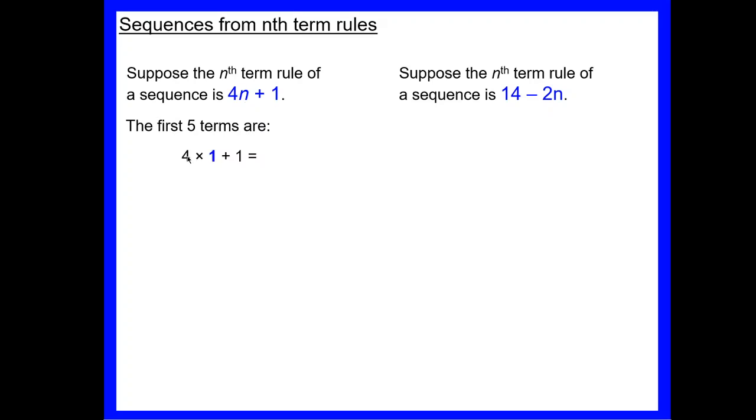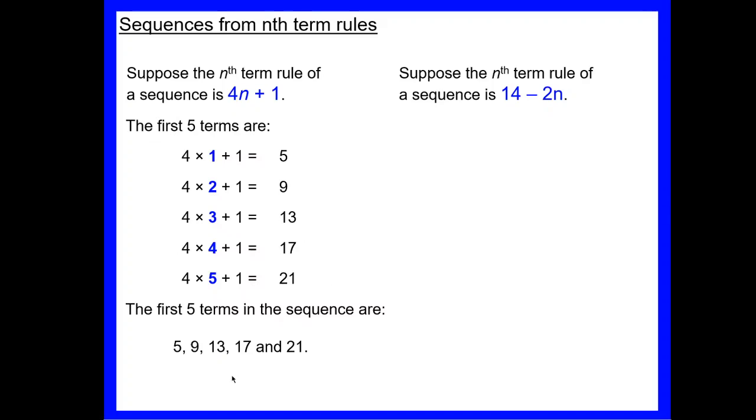So our first one, our 4 times our position number 1, we'd like the first number in the list, plus 1, following our rule, using BIDMAS, comes to 5. Then we simply swap the n for the next position, which is number 2 in the list. 4 times 2 plus 1 is 9. And we continue that for those first 5 terms. So we were asked to find the first 5, so that's numbers 1, 2, 3, 4, and 5. These are the first 5 numbers in our sequence. So our sequence would start 5, 9, 13, 17, and 21.